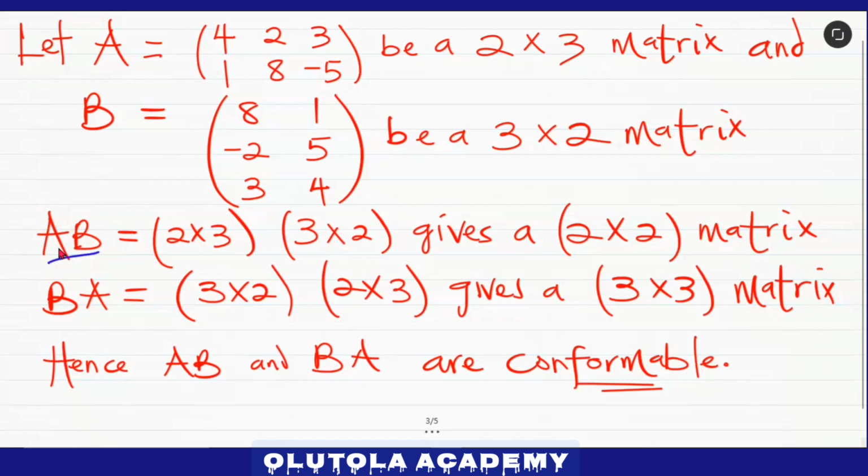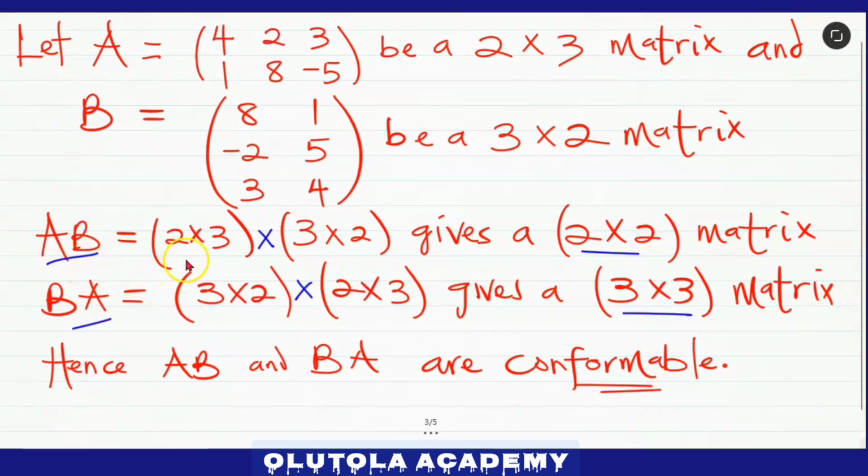So if we do matrix multiplication here, we do AB. That means we are multiplying a 2 by 3 matrix with a 3 by 2 matrix. When we multiply a 2 by 3 matrix by a 3 by 2 matrix, we are going to have a 2 by 2 matrix. Now, if we also do BA, B is a 3 by 2 matrix. If we multiply it by a 2 by 3 matrix, we are going to have a 3 by 3 matrix.